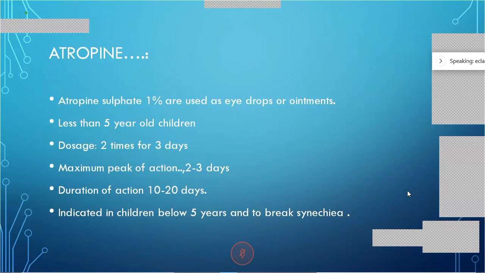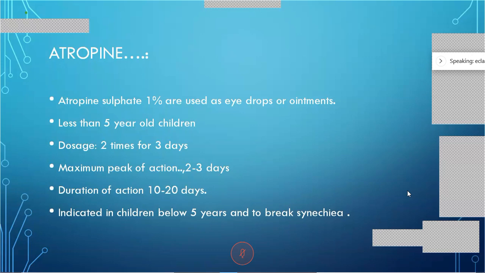The most potent cycloplegic drug is atropine. It is available in the form of 1% drops or ointment. It's a strong mydriatic and cycloplegic drug. It is used to dilate in children below 5 years of age, because in children they will have strong ciliary body muscle tone. So we use only atropine. Only atropine is potent to paralyze the ciliary muscle in children.